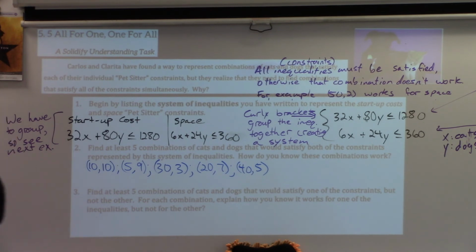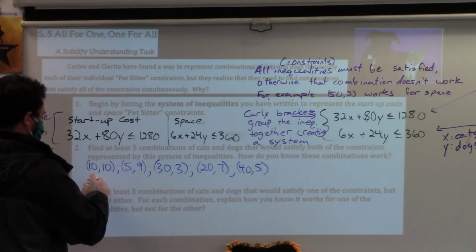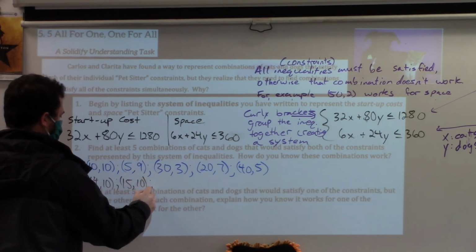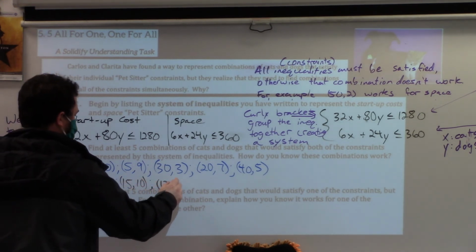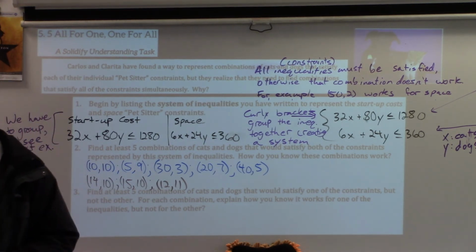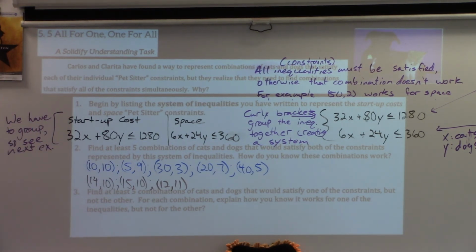Jaden and Bentley, did y'all find any combinations? What'd you find? 14 comma 10? Anything else? 15 comma 10. Okay. So that's all you got so far? So let me ask you, Jaden, how did you find these points, these combinations that would work for both?